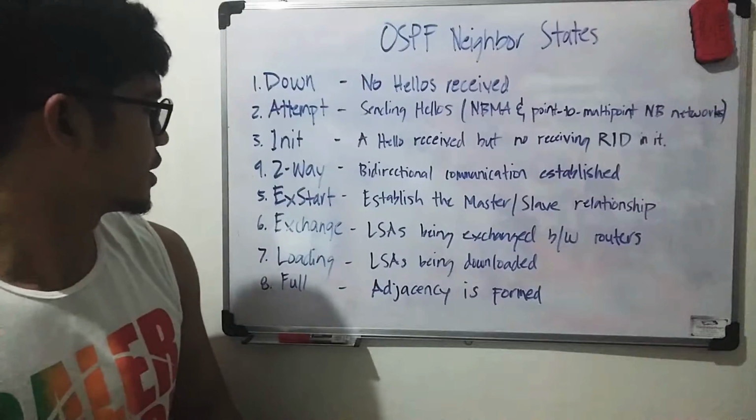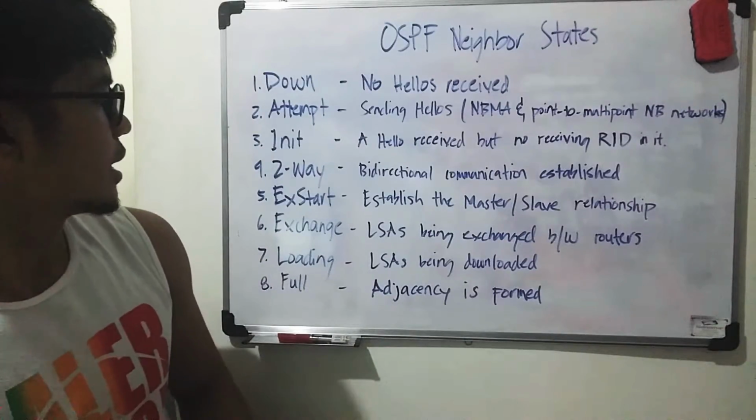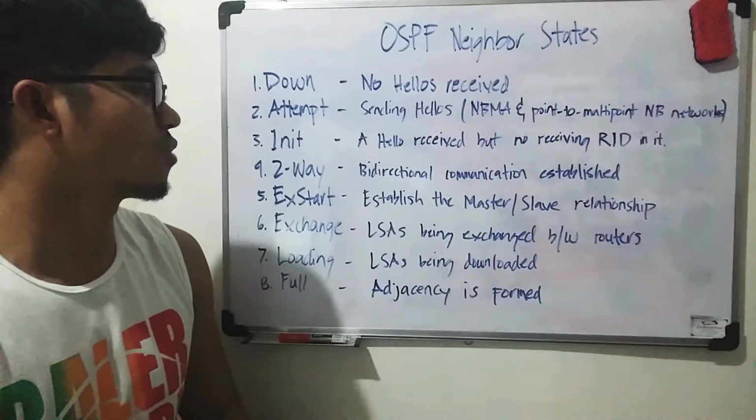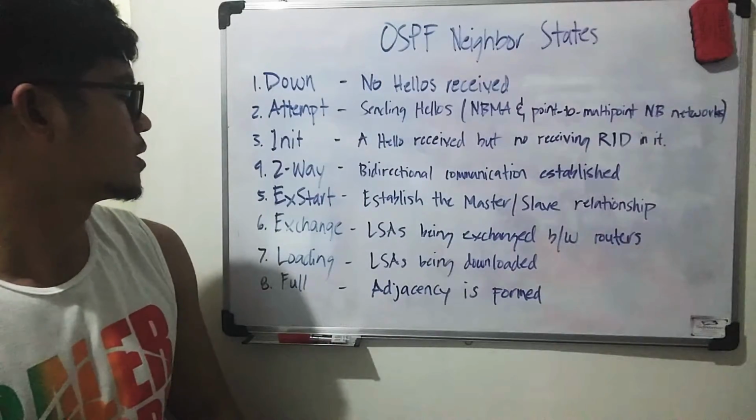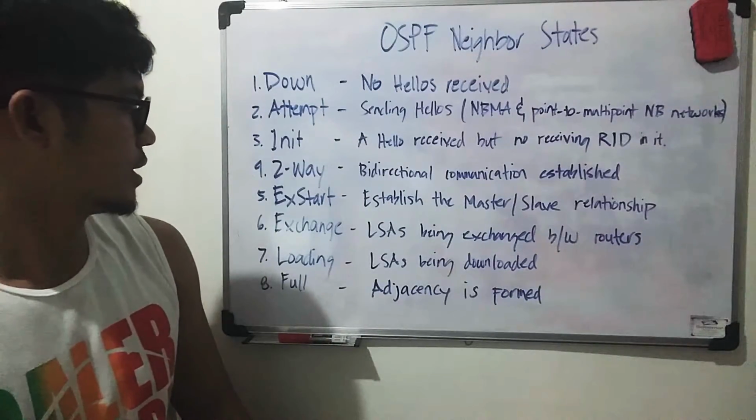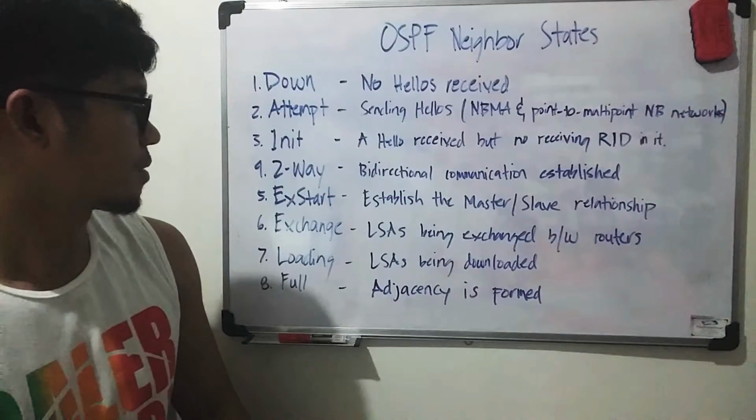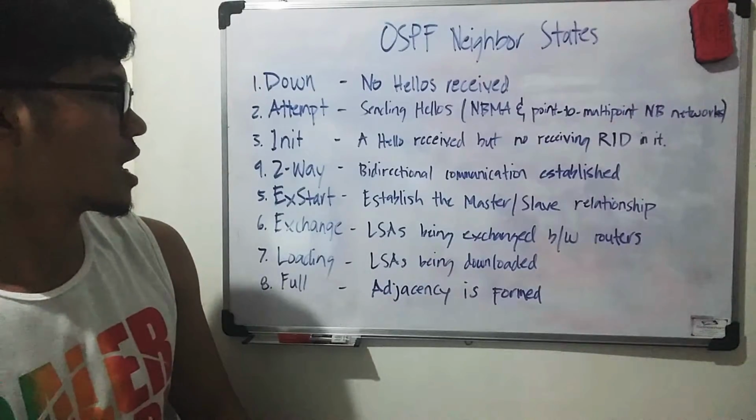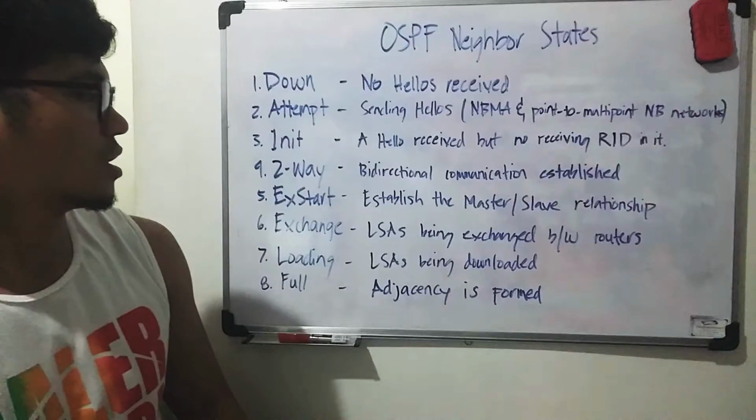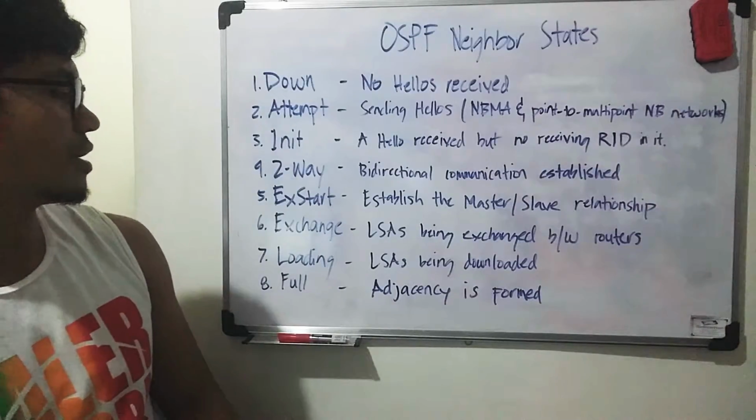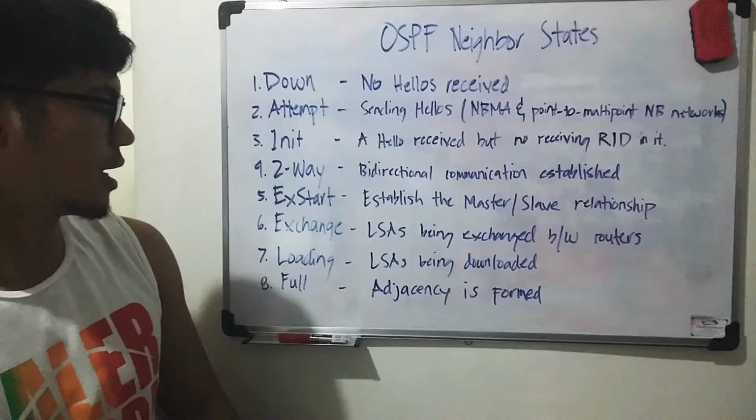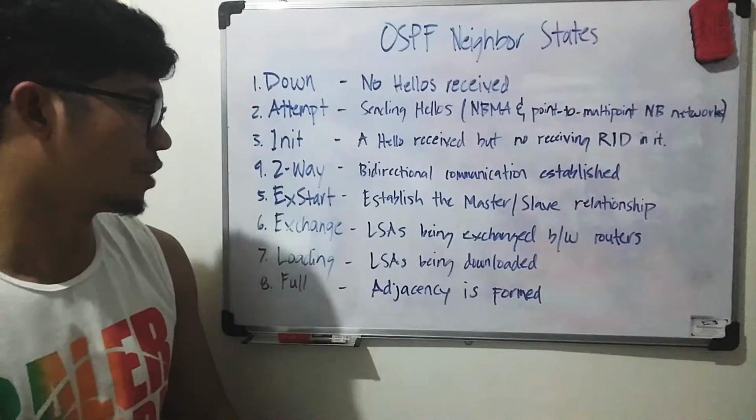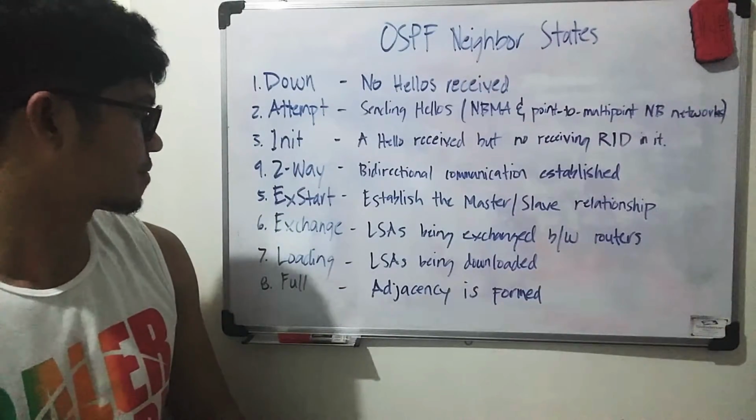And number 6 is exchange. In this state, the LSAs are being exchanged between the routers. And when the LSAs have been exchanged, the router is in a loading state, or is kept in loading state while it is downloading the LSAs.